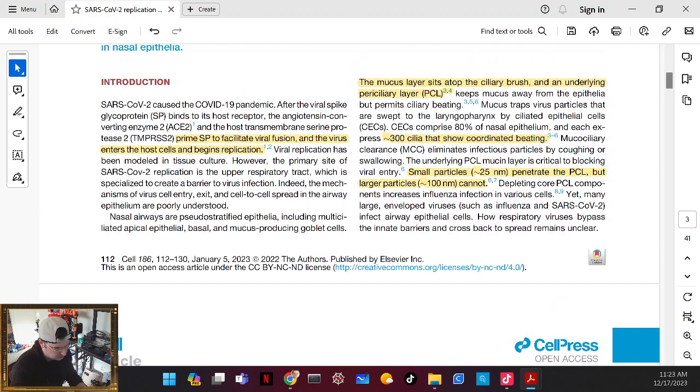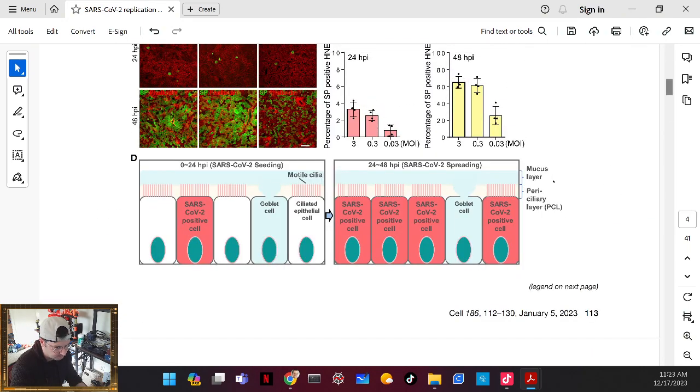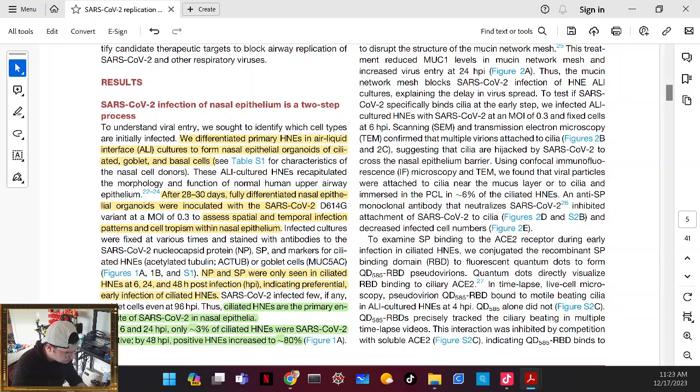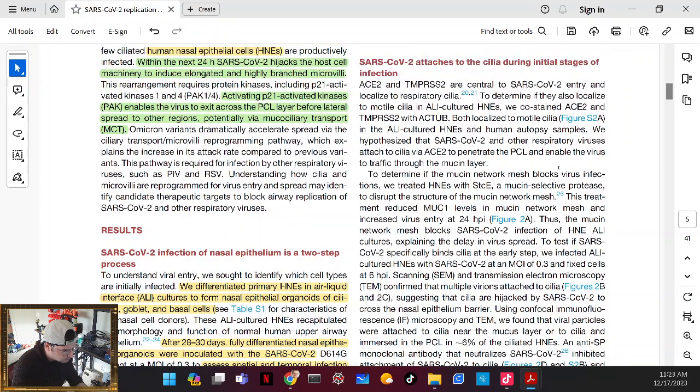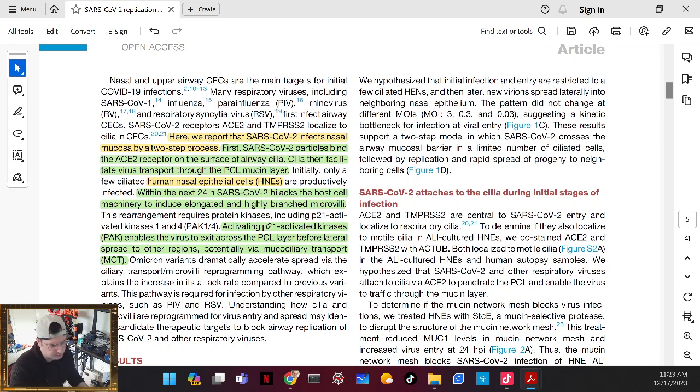Modes of interference, modes of interaction. They'll probably tell us at some point. I'm going to say modes of interaction for now. 3.3.03, suggesting a kinetic bottleneck for infection at viral entry. So that's just saying that there is an ideal amount of movement for the viral entry, and that eventually it gets so congested that it's limiting other virions' ability to actually infect it.